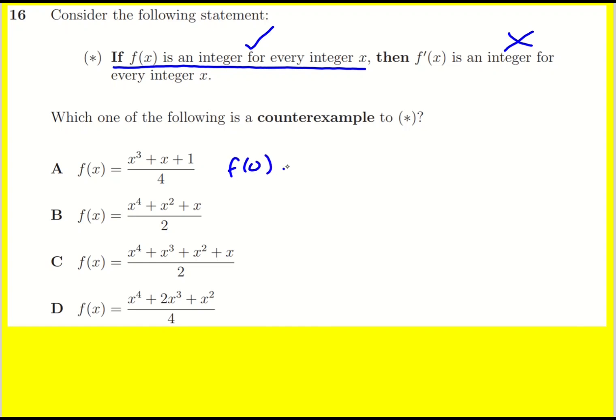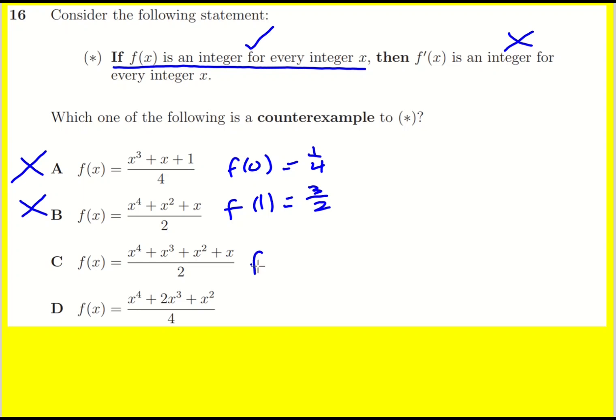So f of 0 here is actually a quarter, which means the original condition, sorry, not the statement, is not correct. F of x is not an integer for every integer x, so this can't be a counterexample. F of 0 for the second one is 0, but f of 1 is 3/2. So again f of x is not an integer for every integer x there. This cannot be a counterexample.